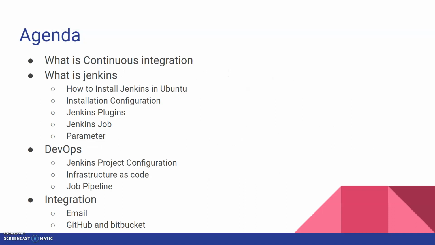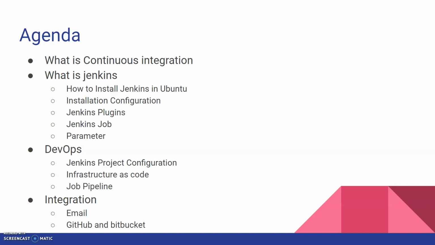In this course, what we are going to understand is: what is CI, what is CD, what is Jenkins, how to install Jenkins, integration, configuration, installation, plugins, Jenkins jobs, and Jenkins parameters. On the DevOps side, we will understand project configuration and infrastructure as code, where we will write the code for deploying Jenkins using Docker.